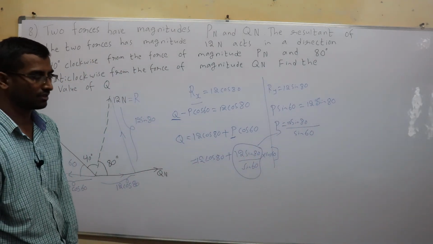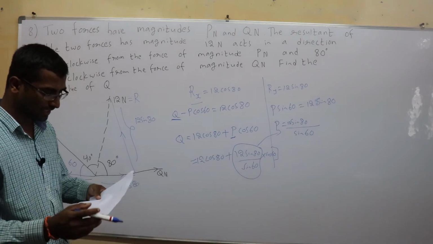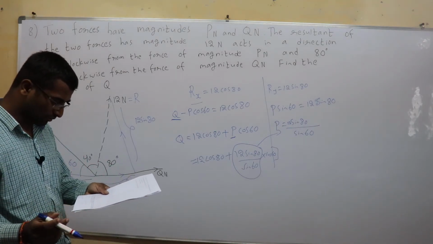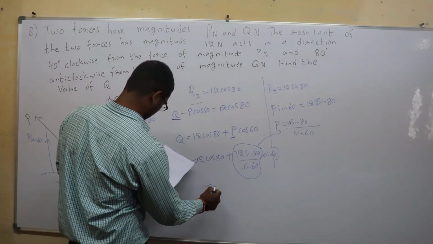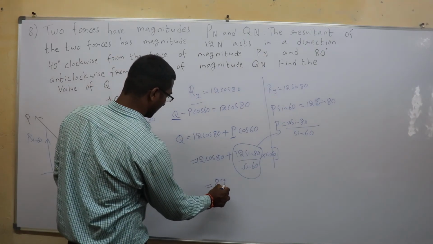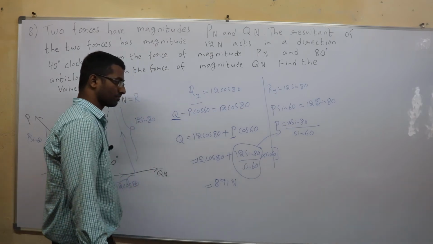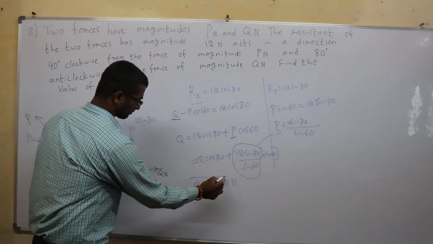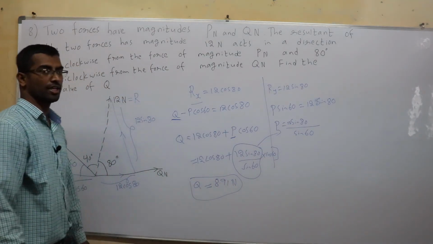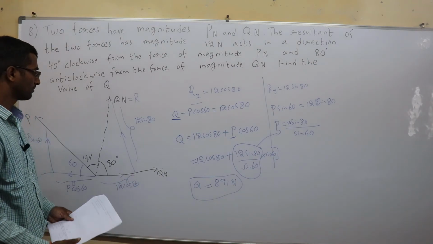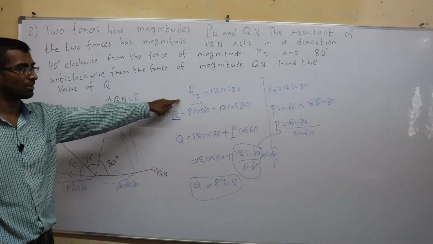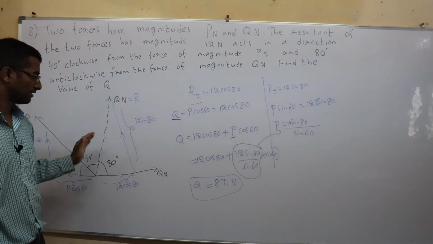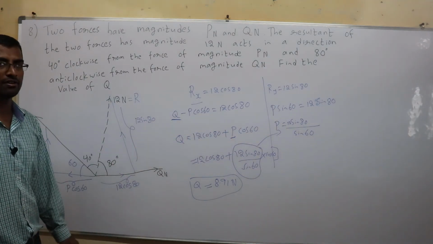Am I clear? Now place this in the calculator. You will get the value for Q to be 8.91 newtons. Is it clear? Resultant is given, that means your Rx will be 12 cos 80 and Ry equal to 12 sin 80. Then resolve it, and find out whatever is being asked.